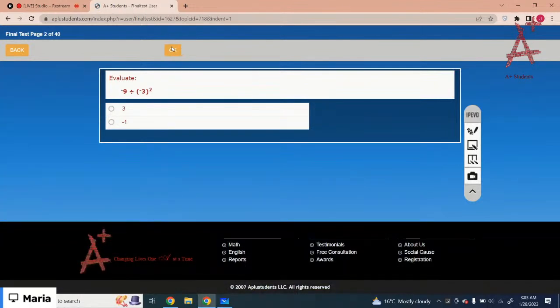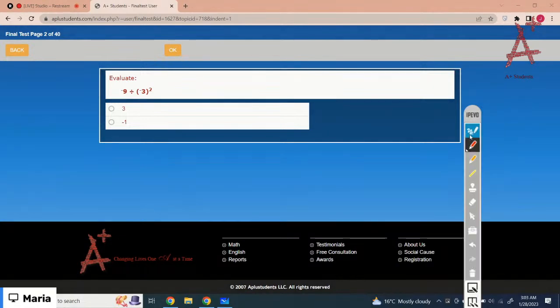Okay, the next one is evaluate negative 9 divided by negative 3 square. So first of all, you have to evaluate the exponents. Got it? Because the exponent has the highest priority. So first of all, you have to do negative 3 square. Negative 3 square means you have to do negative 3 times negative 3. Got it? You are multiplying two negative numbers, so the product must be positive. It would be negative 9 divided by 9.